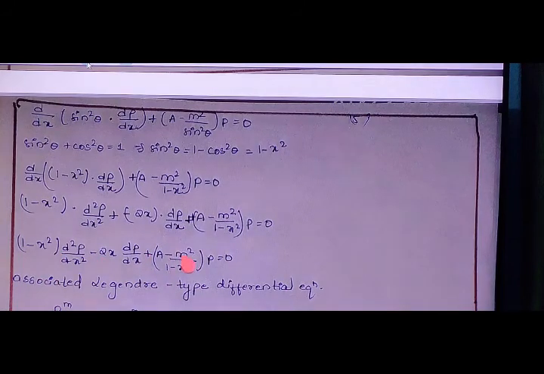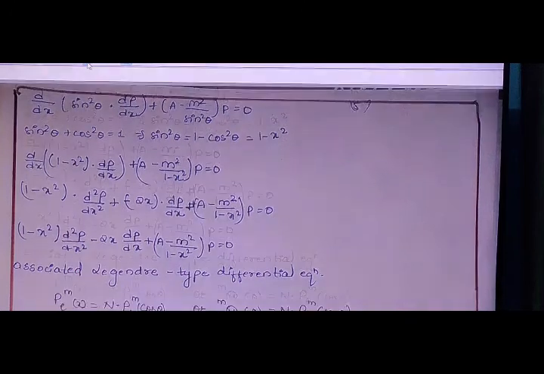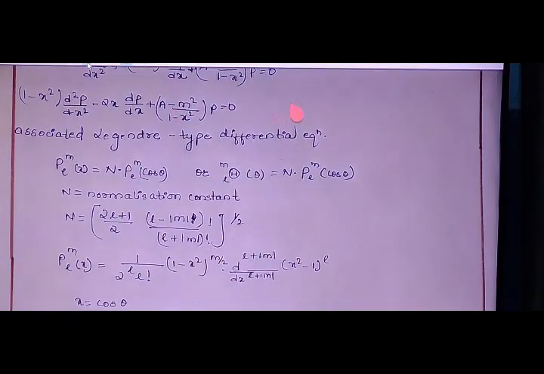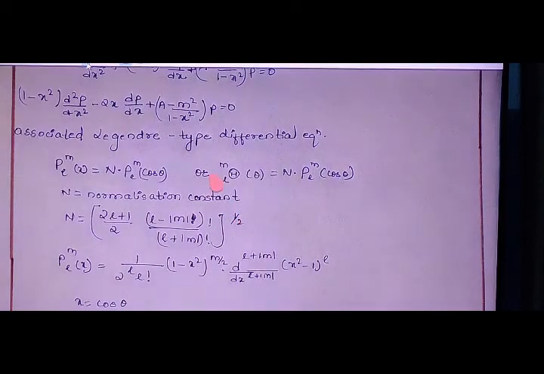Therefore, to solve this equation, we have to use the associated Legendre type differential equation. We can also call this equation an associated Legendre type differential equation. The solution we obtained is this one, where N is a normalization constant and N equals the square root of (2l plus 1) divided by 2 into (l minus magnitude of m) factorial divided by (l plus magnitude of m) factorial.